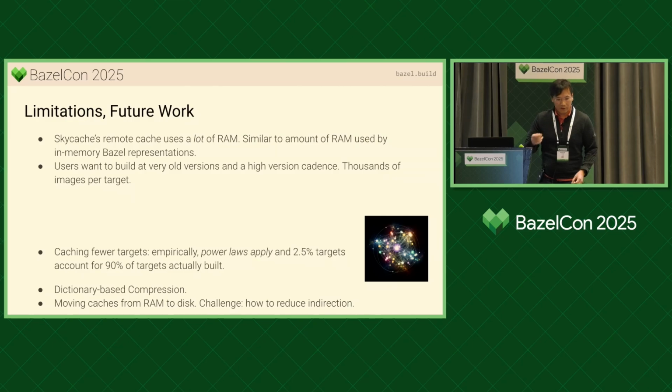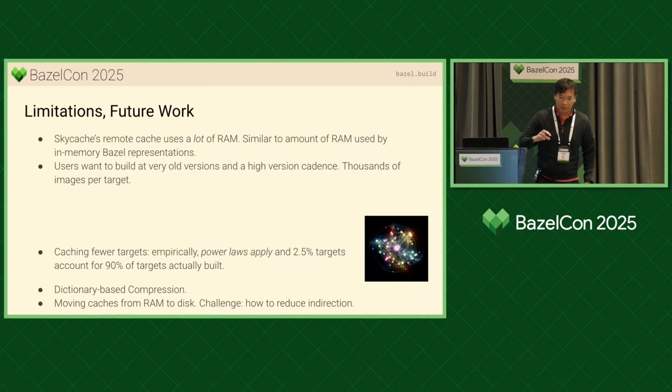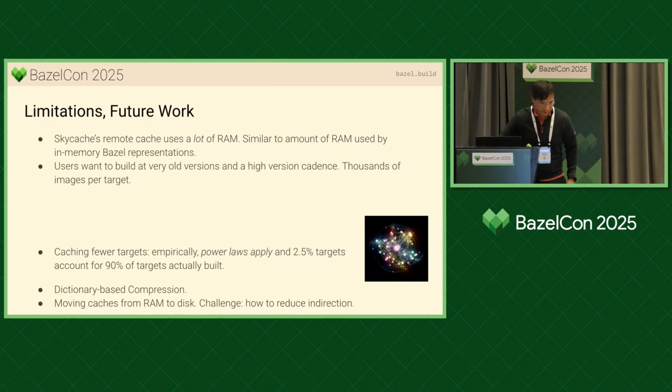We'd also like to look at things like dictionary-based compression or moving caches from RAM to disk. And that I think is challenging because we have to come up with a strategy for reducing the indirection. It would probably not be good to have very, very many round trips to disk, which is what Skycache would require today.